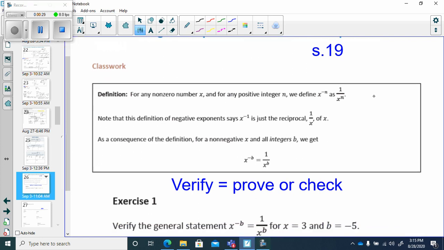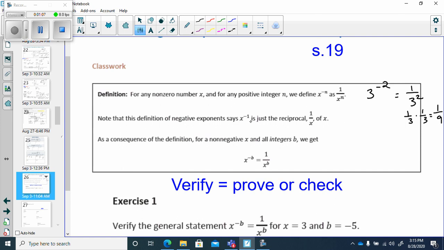If I were to have 3 raised to the negative 2 power, what this means is that would be 1 over 3 to the positive 2 power. See how the sign on your exponent changes whenever you're going to the fraction, positive and negative. And 1 over 3 squared is the same as 1 over 3 times 1 over 3, which is 1/9.